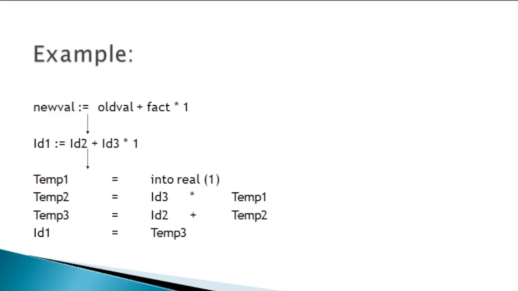This is the intermediate representation of the example: new value equal to old value plus fact into 1. First it is converted into tokens: identifier 1 equal to identifier 2 plus identifier 3 into 1. Temp1 equal to into 2 real conversion. It is a 3 address format. All operations include 3 operands. Temp2 equal to identifier 3 into temp1: 3 operands, and the result is stored into temp2, like that in 3 address form. In 4 address form, it includes 4 operands.